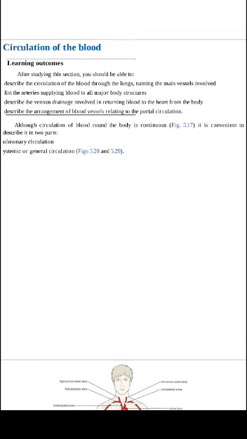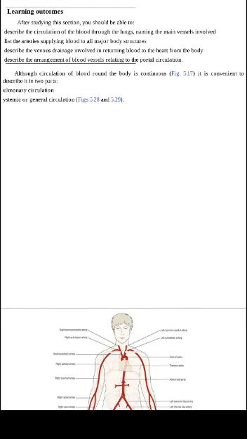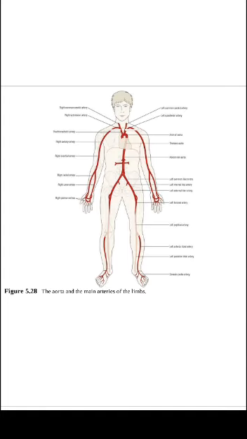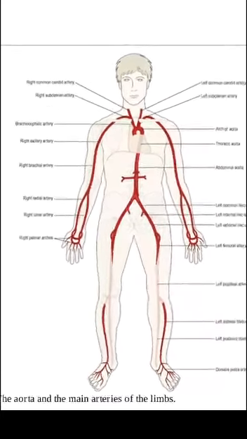Okay, if we talk about the types of circulation, there are two types of circulation in the body. The first one is pulmonary, the second one is systemic. We will study both these circulations in detail. Although the circulation around a body is continuous, it is really convenient if we divide it into these two parts. Okay, let's go through some very major arteries.